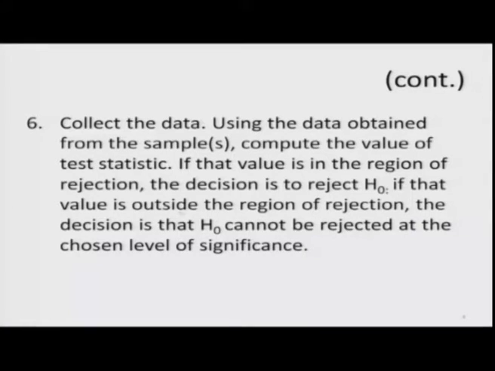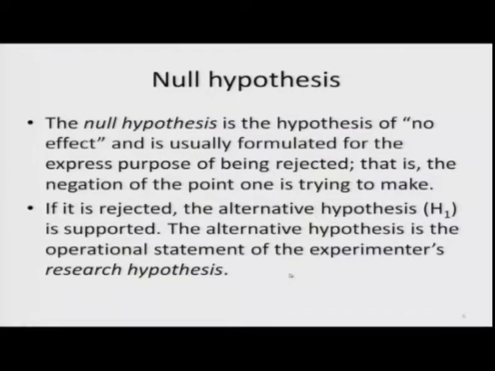If that value is outside the region of rejection, the decision is that H0 cannot be rejected at the chosen level of significance. H0 may be rejected at one level of significance and may be accepted at another level of significance. So, level of significance is important to specify.